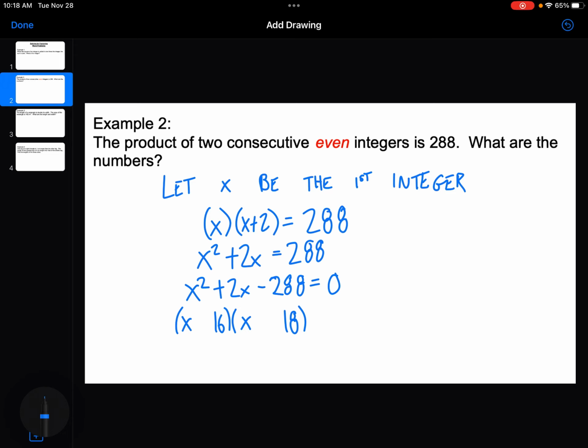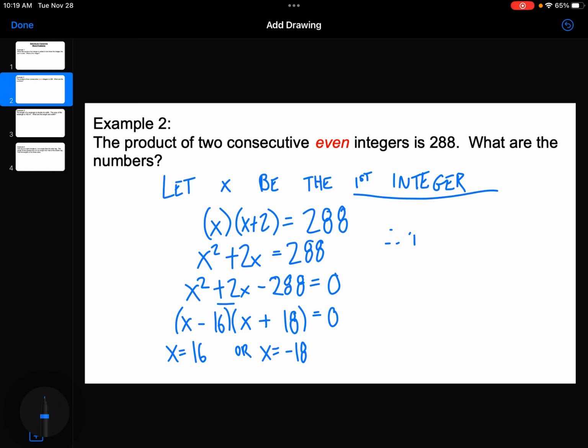And then all I have to do is look at the sign in the middle to determine which one's positive or which one's negative. It says plus 2, so that means the bigger number has to be the plus. So here's our values. So then this says x equals 16 or x equals negative 18. But that's only the first integer. So in my therefore statement, I need to include a little bit more.